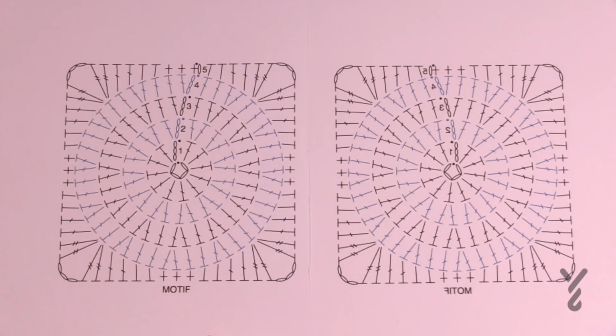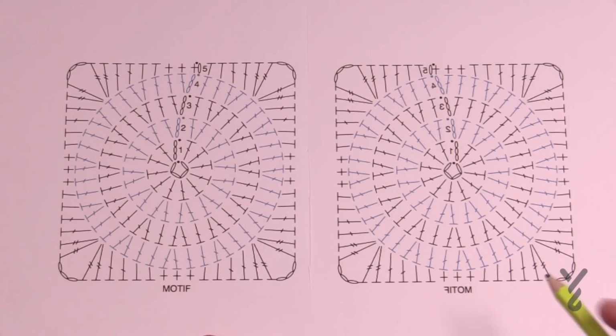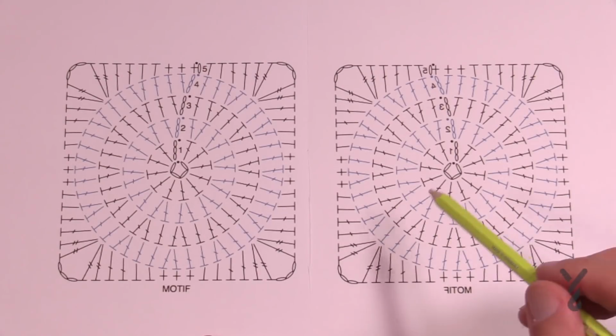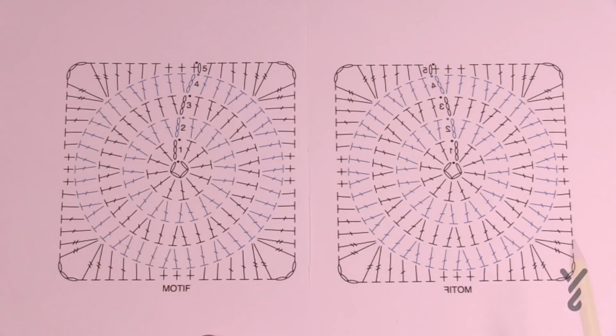You're not seeing double, you're seeing two different motifs, but the same motifs done in the crochet diagram. Which one is right? Well, I have to tell you, I'm going to show you some tricks today to determine if you're reading the diagram from right to left or left to right, and which one is actually correct.